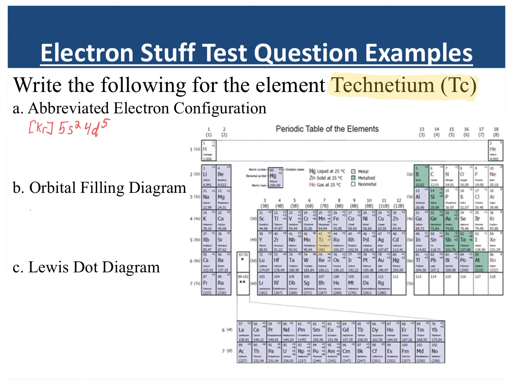I have to now draw the orbitals. Well, 5s gets 1 box because all s's get 1 box. 4d gets 5 boxes. 2, 3, 4. There's my 5 4d boxes. Now I go in and I put in my electrons.